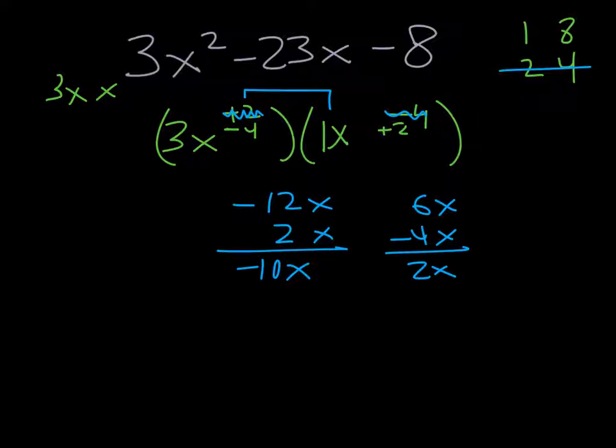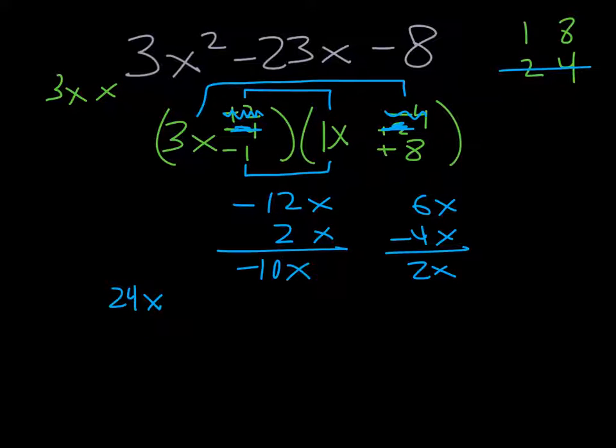So let's cross these off. Alright, let's try 1 and 8. Okay, we're going to go 3x minus 1 and 1x plus 8. And we'll test the outsides and insides again. Outsides, 3x times 8 is 24x. Negative 1 times x is negative x. Hey, that's 23x. I'm pretty close, but I need it to be negative.